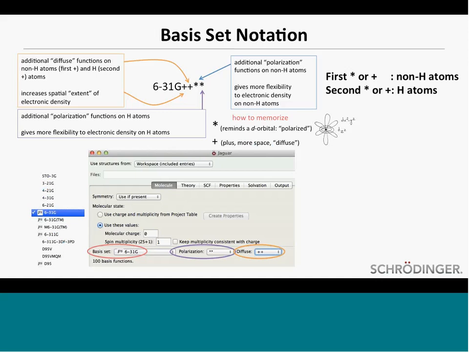All of this can be configured easily from the Jaguar graphical user interface. If you go to the Molecule tab, you will see that there's an entire basis set setting, and you can configure polarization and diffusion independently of the core basis.